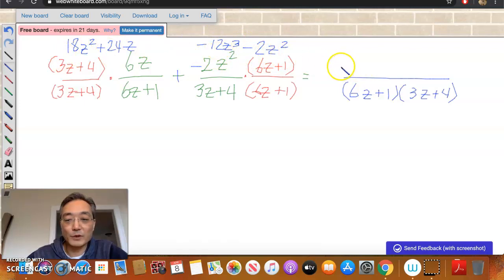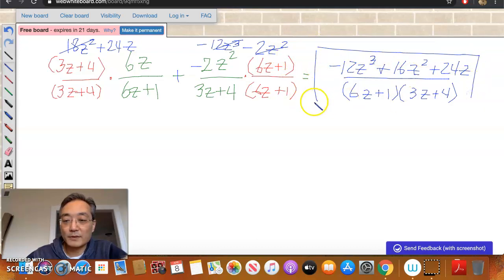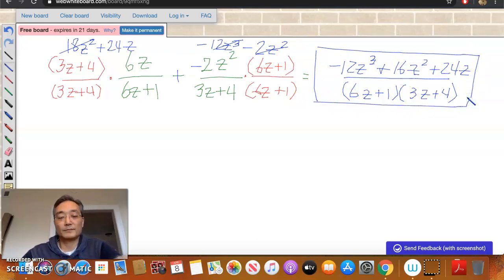Okay, and again, definitely we have some like terms going on here, but let's write in standard form. So let's write the z cubed term first. Negative 12z cubed. Okay, that takes care of that one. And then we have the 18 with the negative 2. That makes positive 16z squared. And then we have the 24z. And there is your answer. Okay, folks? All right, take care.